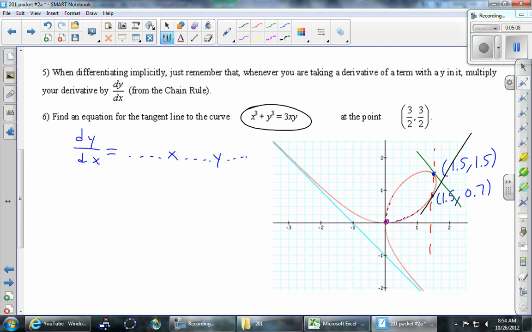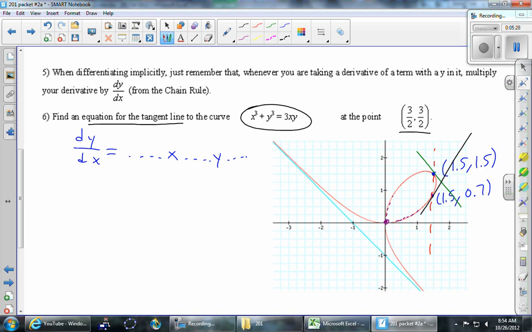Here's the equation of that beautiful curve right there. X cubed plus y cubed equals 3xy. And what I want to do is find, it says find the equation of the tangent line. And we're going to use the point over here, 3/2, comma 3/2. That was the upper right point that you guys plotted first.